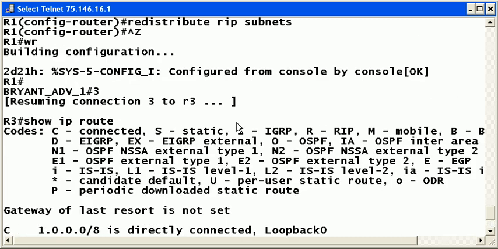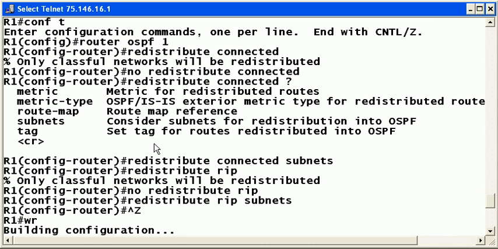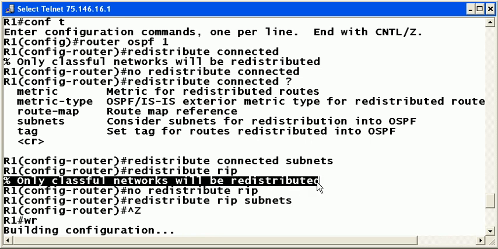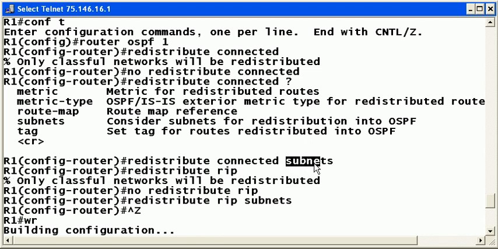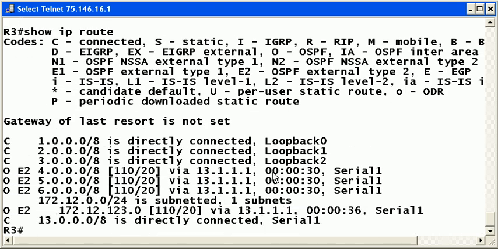So that's the detail you have to watch out for when you're redistributing routes into OSPF. Watch out for this, because whether it's on an exam or in the real world, if you're not getting the results you think you should be getting, or you're only getting classful networks and not your subnets, it's because you left the subnets option off. And like I said, it's a legal command like this. You saw that the router accepted that, but we would not get the results we want, especially as your network gets larger. That's one reason we want those subnets to be in the routing table.